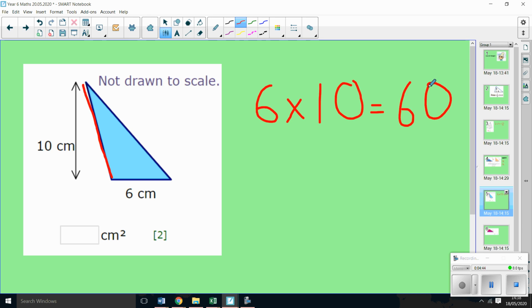Don't forget, and some people do forget, this is the crucial part, to get your 2 marks, you must half your answer. So it would be 30. Don't be confused by this bit here, it's exactly the same rule.